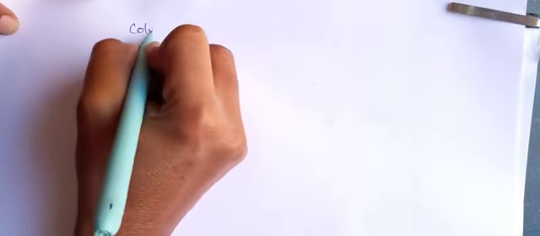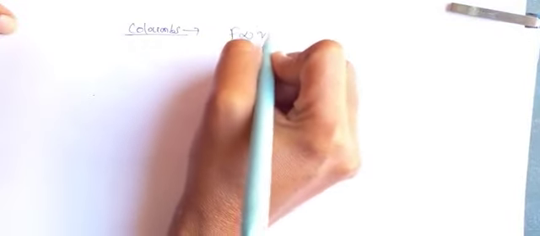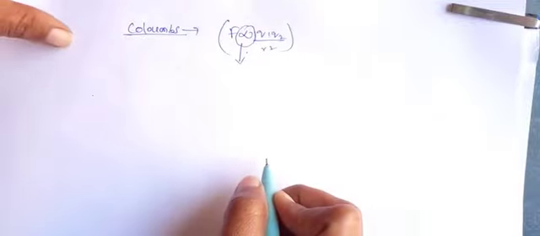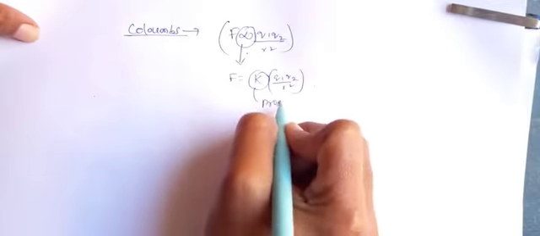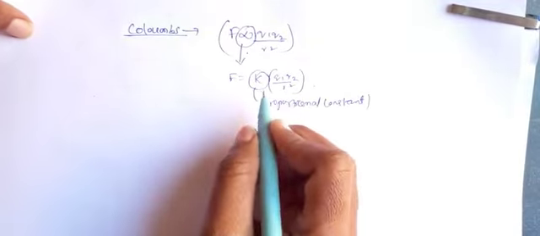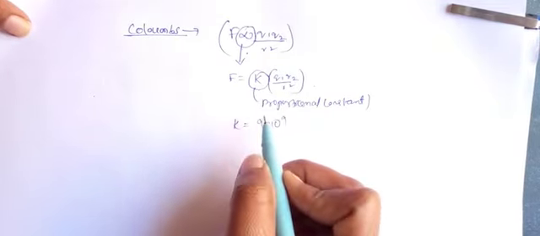So now, according to Coulomb, the force is proportional to q1 q2 by r squared. Here we have to find the proportionality constant. He used a proportionality constant, so F is equal to k into q1 q2 by r squared. This is the proportionality constant. He gave a value of this k, so k is equal to 9 into 10 power 9.